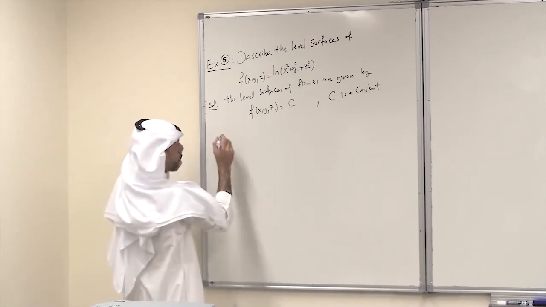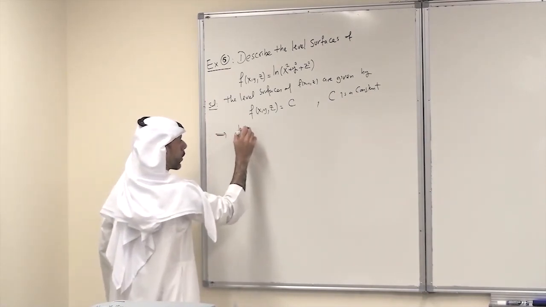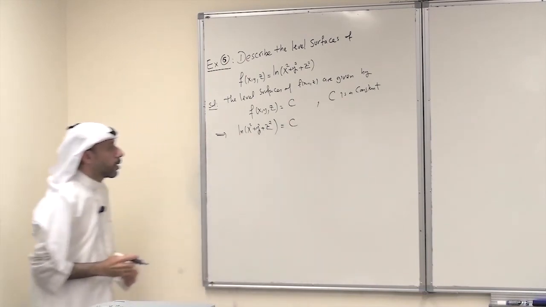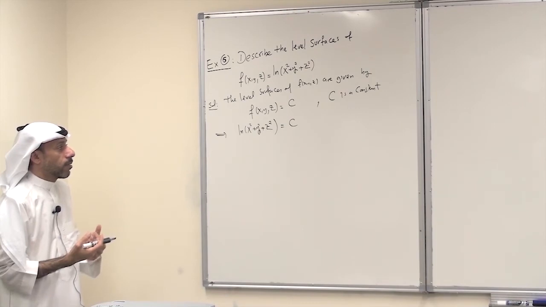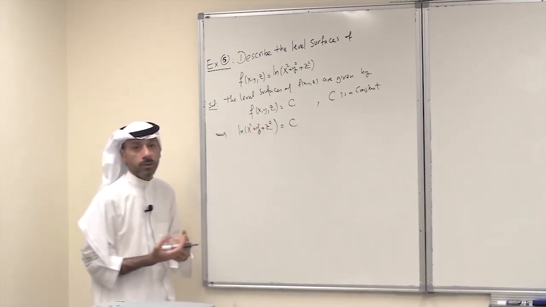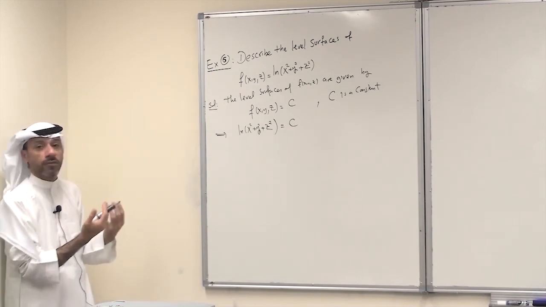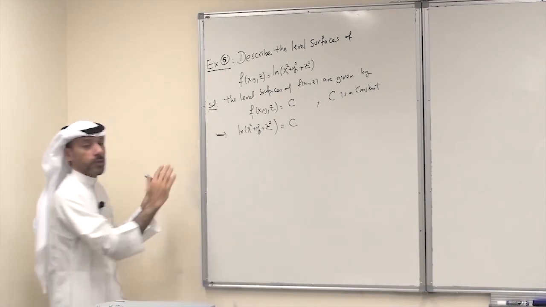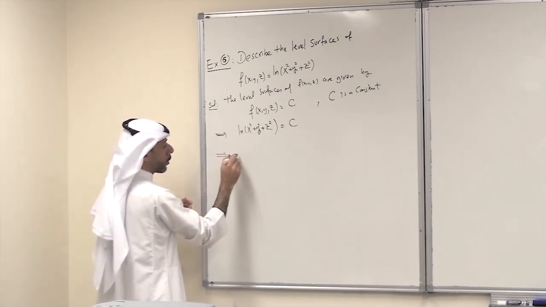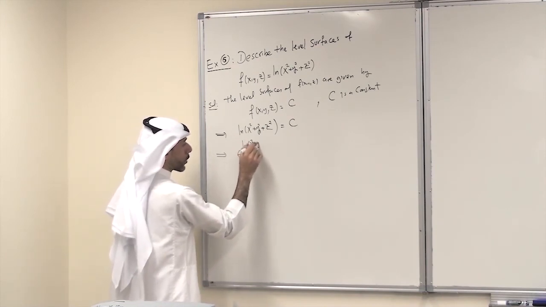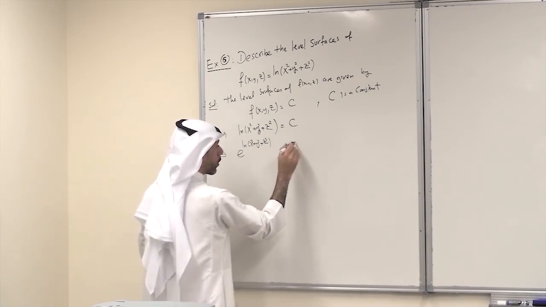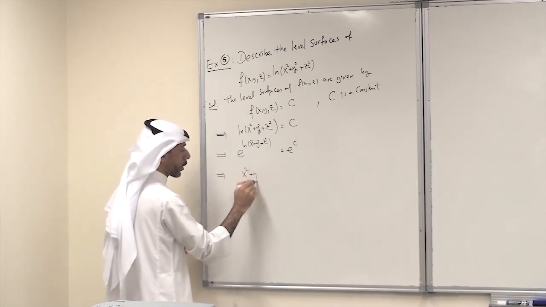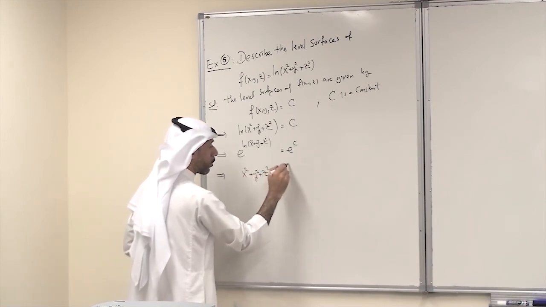Now, what is f? Just substitute the value of the function ln. So this is ln of (x squared plus y squared plus z squared) equals c. This is the equation of the level surfaces. Well, can we describe the graph of these equations? We can if we rewrite the form of the equation. So let's get rid of the ln and take the exponent of both sides. If we take e to the power ln of (x squared plus y squared plus z squared) equals e to the power c, and simplify further, this gives us x squared plus y squared plus z squared equals e to the power c.